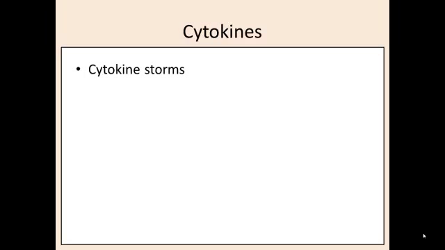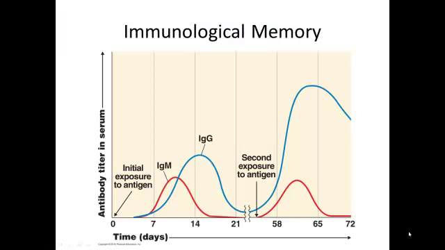It's where the adaptive and the innate immune systems have an over-response. So it's good to regulate your immune system so that you don't have an over-response. You want to have an appropriate response, but not one that ends up killing you. That defeats the purpose. Now let's talk about immunological memory.